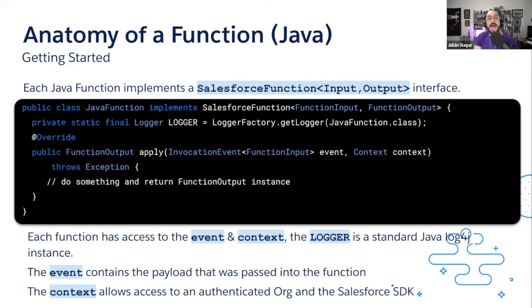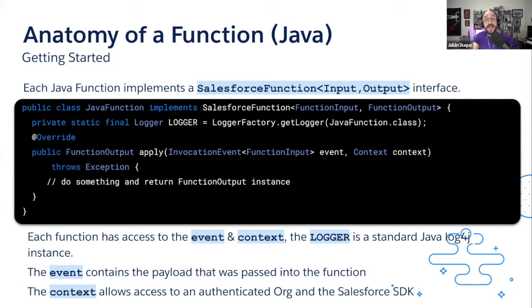And the same thing happens in Java. We have the apply function, and the apply function or method performs an operation and returns a function output instance. The main difference between Java and JavaScript is that Java only has two input parameters. One is the event, which has the input information, and the context, which is exactly the same as JavaScript. It contains the user information, the authenticated org, and the Salesforce SDK.